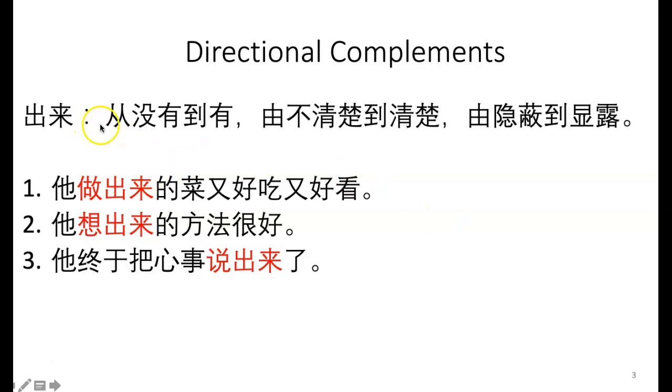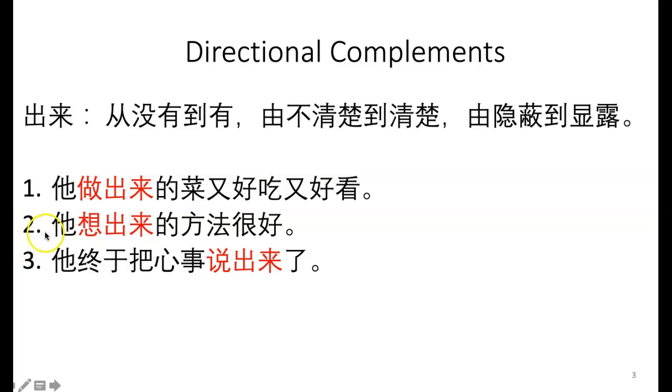第一个我们看出来，我们先看例句。第一个例句，他做出来的菜又好吃又好看。So the dishes he made are delicious and pretty. So before he started cooking, there was nothing there. But after his hard work of cooking, guess what? We got this really nice food.